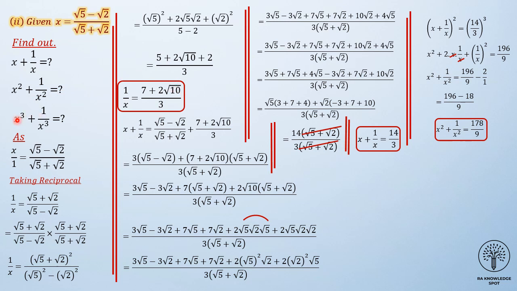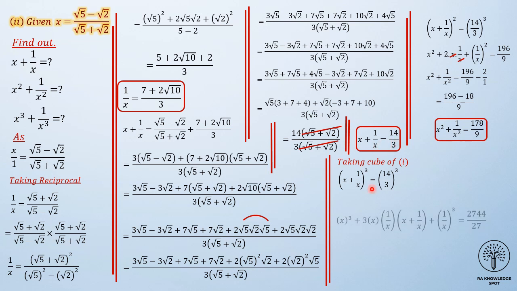Now we have to find x cube plus 1 by x cube. How is it possible? We have to jump towards this part. We have to take the cube of equation 1. Taking cube on both sides, and after applying the formula a cube plus 3ab times a plus b plus b cube, 14 cube, 14 14s are, and then again 14s are, you will get 2744, and 3 cube will give you 27.